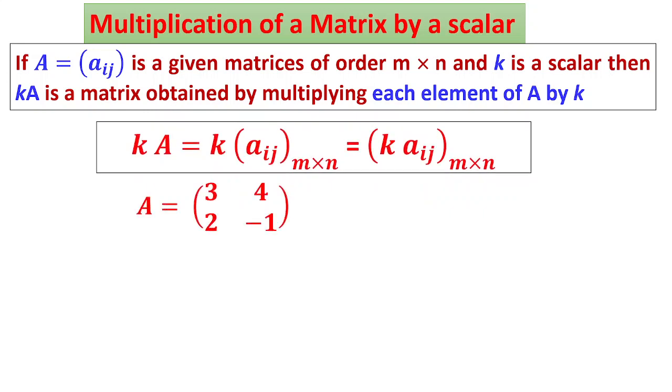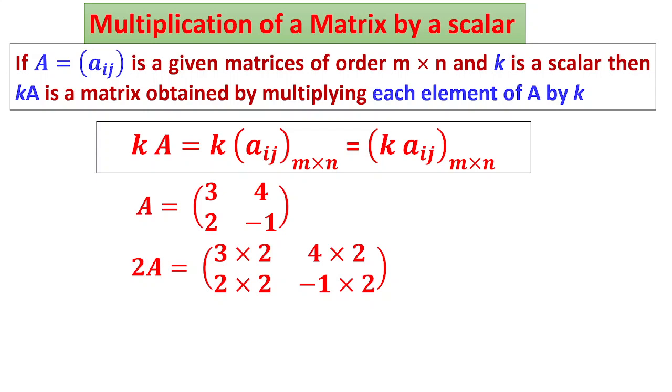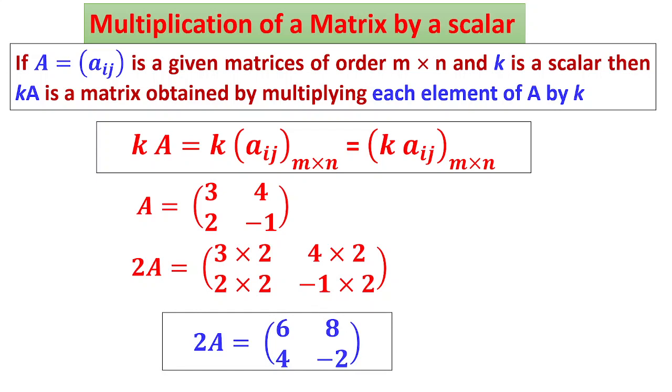Suppose I take A as 3, 4, 2, minus 1. If I want to multiply it with 2, I have to multiply the 2 with every element. 3 into 2, 4 into 2, 2 into 2, minus 1 into 2, you will get the answer. This is called the scalar multiple of a matrix. In the same way, if you see an element common in all the elements, you can take it out also.